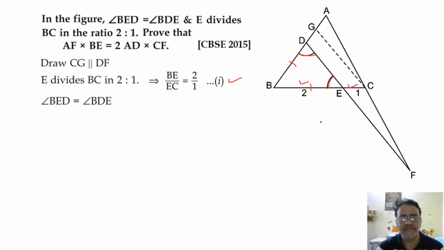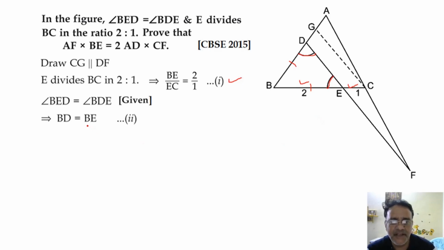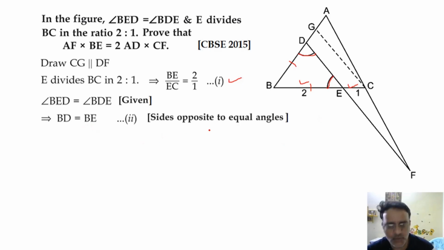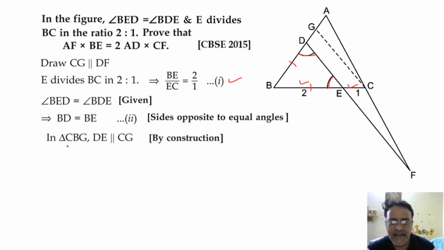BE is equals to BD. Why? Sides opposite to equal angles. Right. Okay. So BD is equals to BE, sides opposite to equal angles. Now in triangle CBG, ध्यान से देखो, CBG, DE parallel to CG by construction, because DF and DE are both same line. So we can apply the basic proportionality theorem.